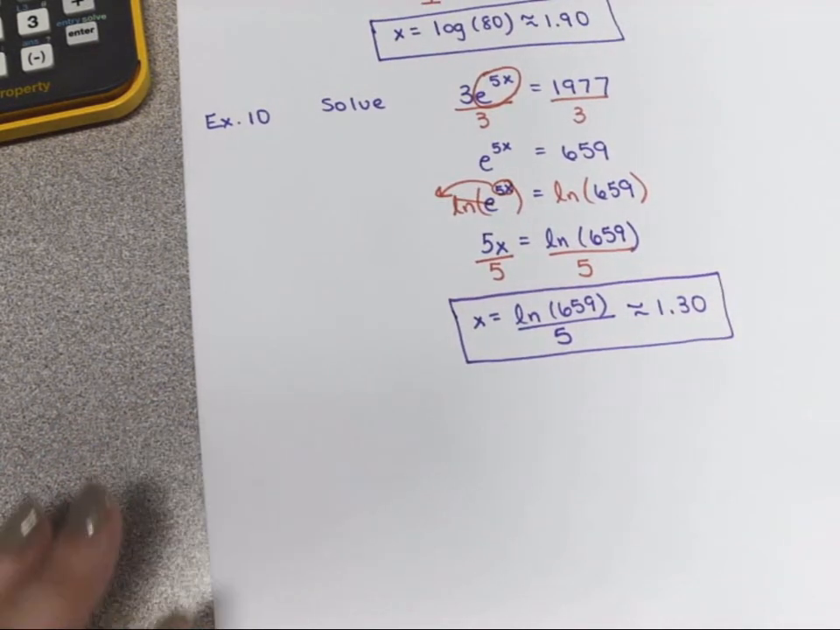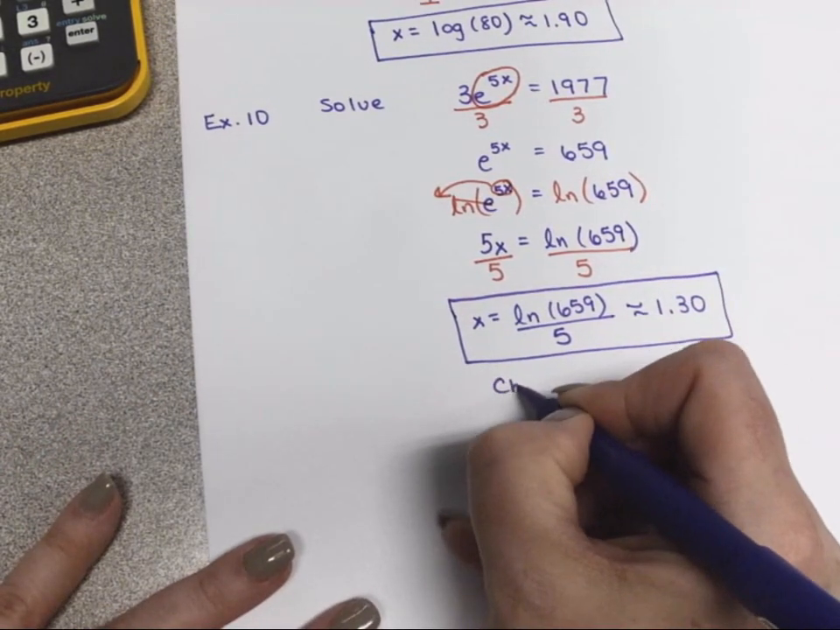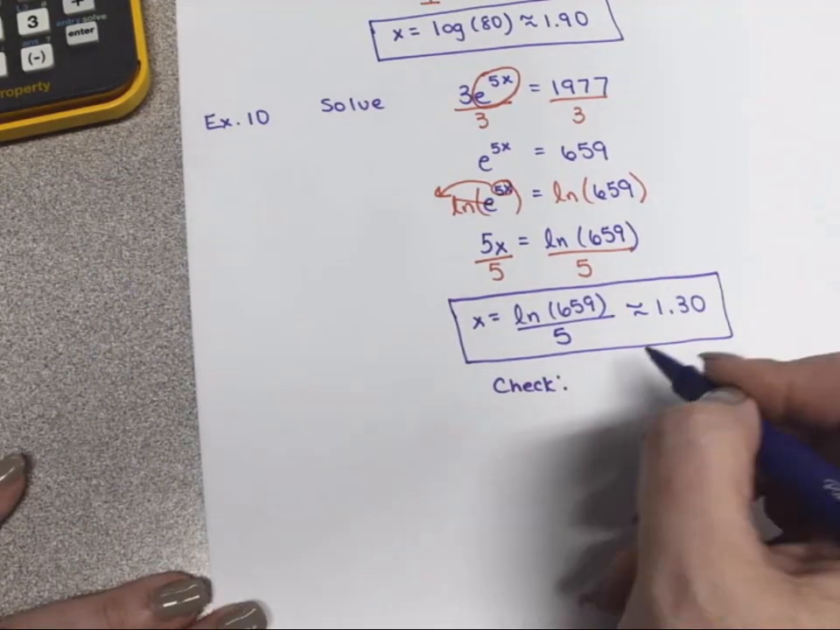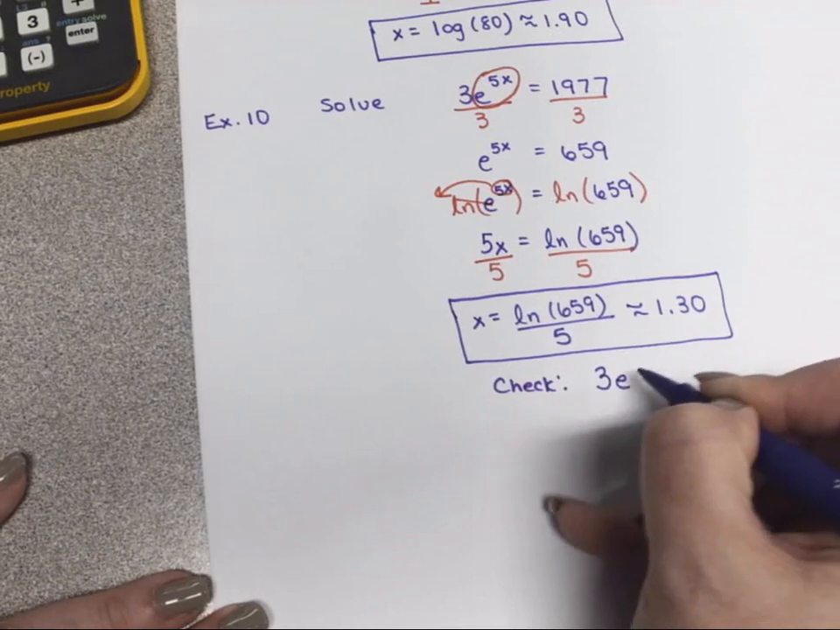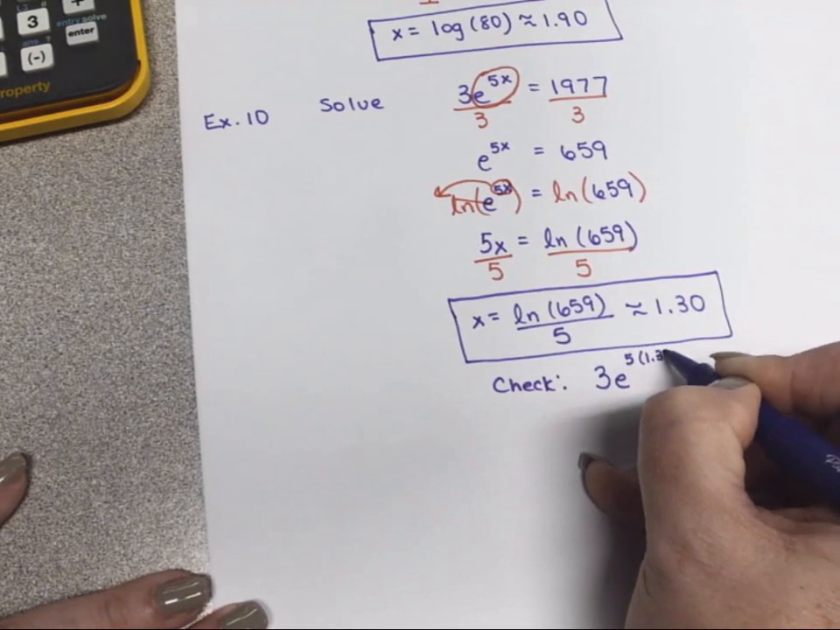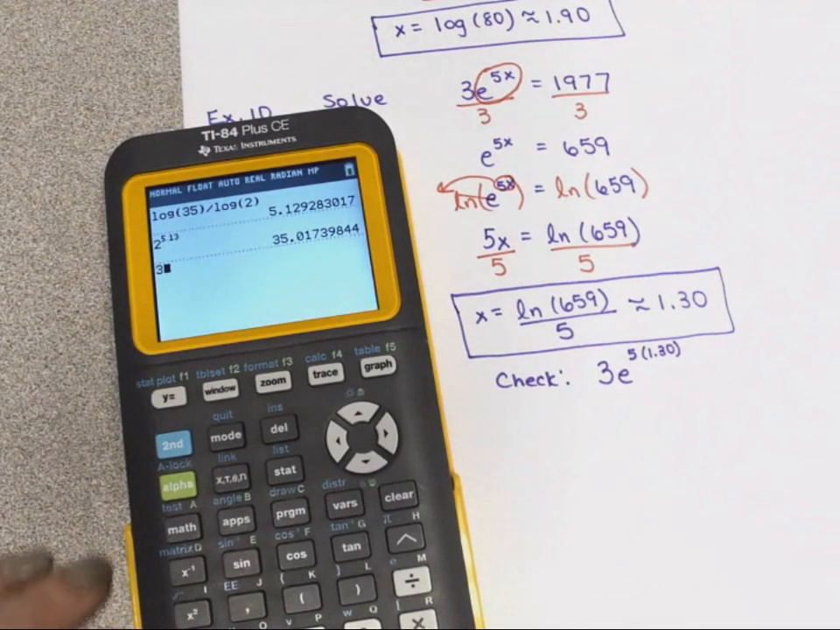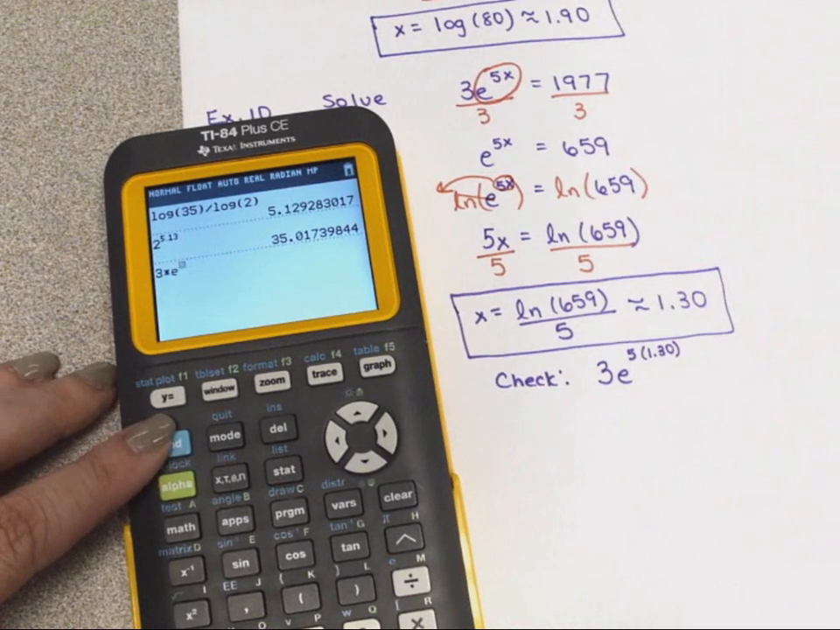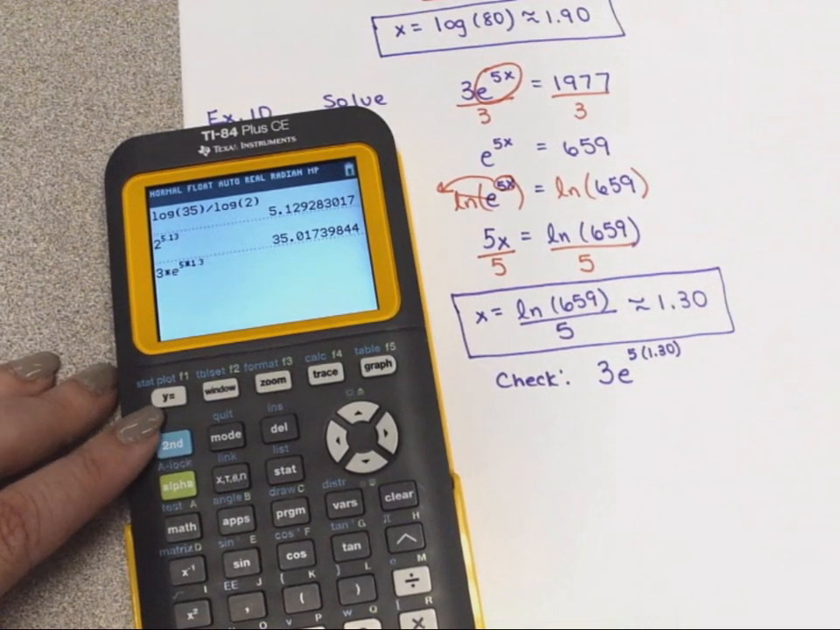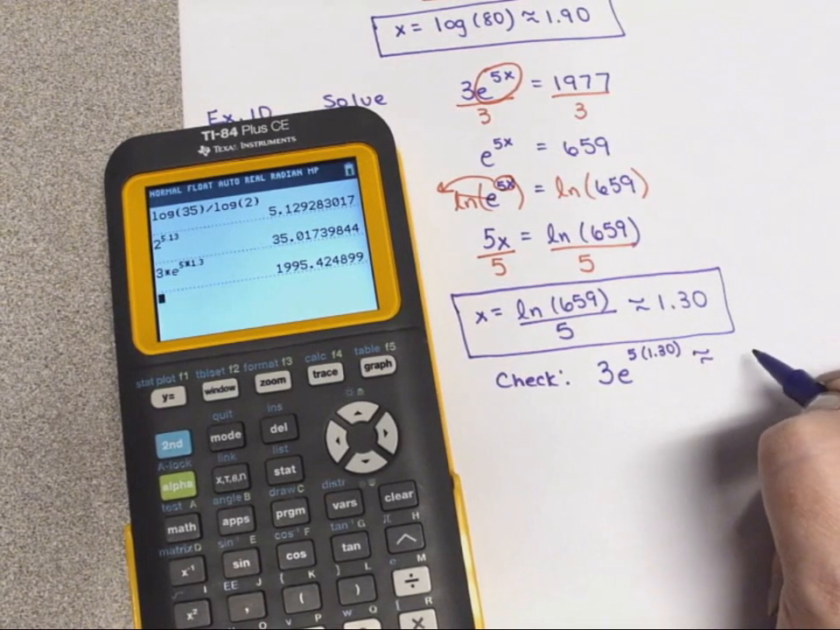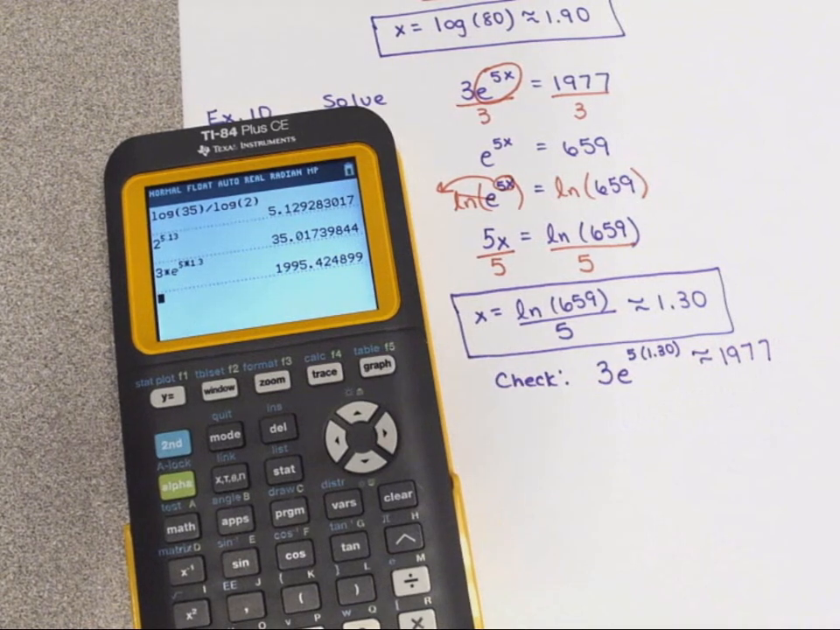Okay. So we haven't done this in a little bit, but how could I check my answer? Yeah, plug it in. So try to see, is 3 times e to the 5 times 1.30 power close to 1977 or not? Okay, so let's see how close it is. So 3 times e raised to the 5 times 1.3. Okay, so I want you to see that it is not as close as maybe we would have liked it. It's not as close as some of the other ones were. Okay, and we didn't do anything wrong. So does anybody know why it's not as close?